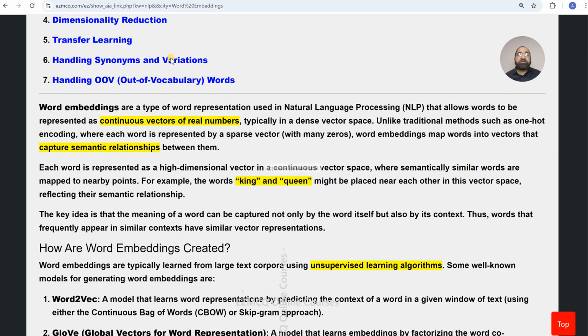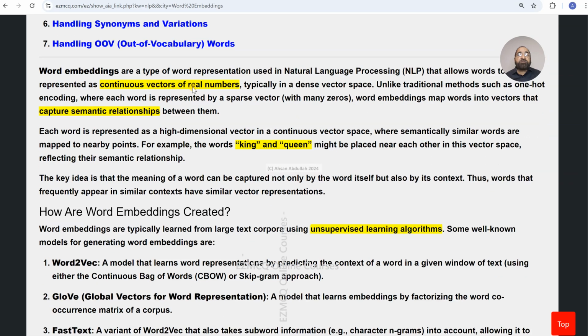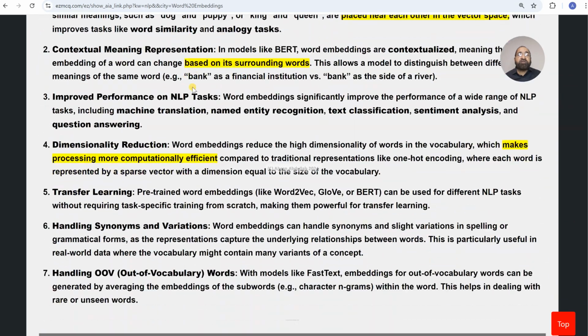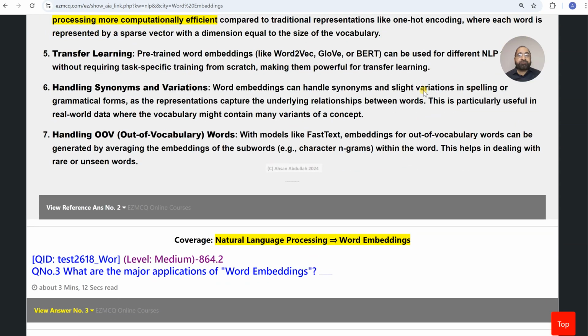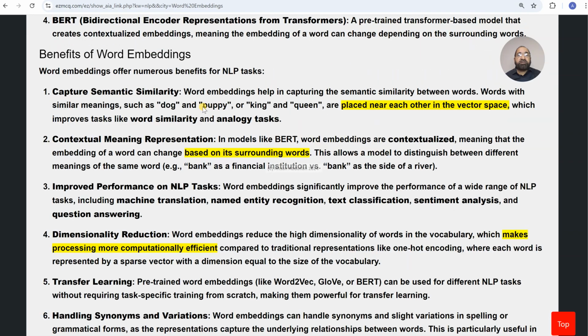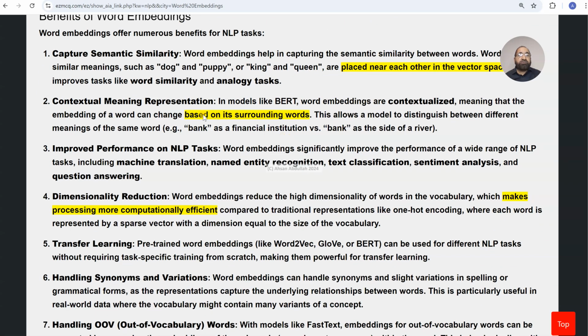Handling synonyms and variations: words have shades of meaning, and because of the similarity and context, those shades are captured in the word representation. And of course, handling out of vocabulary words. It may happen that there are words which are not in the vocabulary, so based upon the context and similarity, a meaning can be deduced for those words. For example, n-grams help in dealing with rare words, a puppy is placed close to dog in the feature space, and king and queen are placed together, based upon the contextual meaning of the surrounding words.